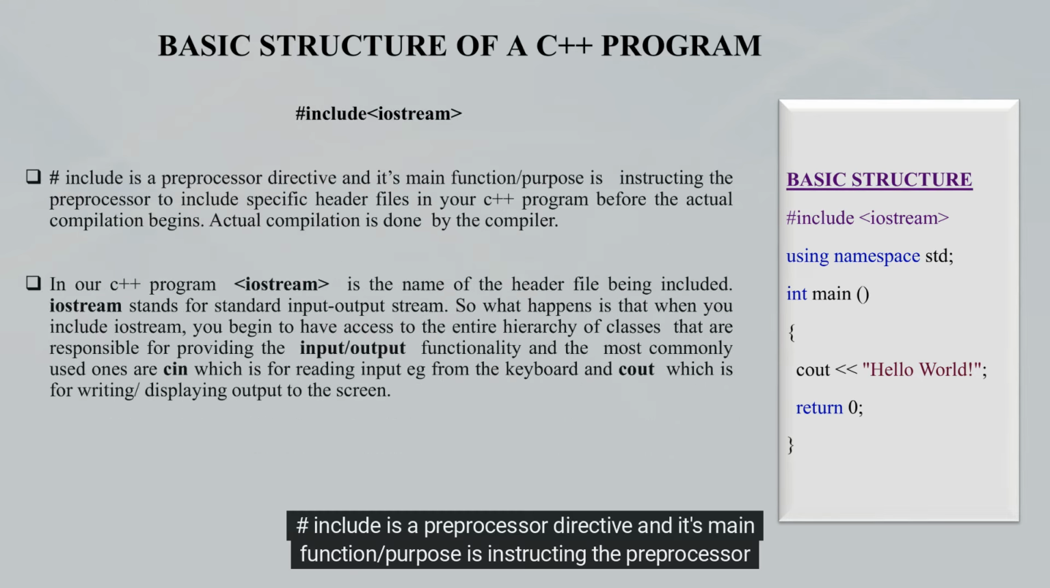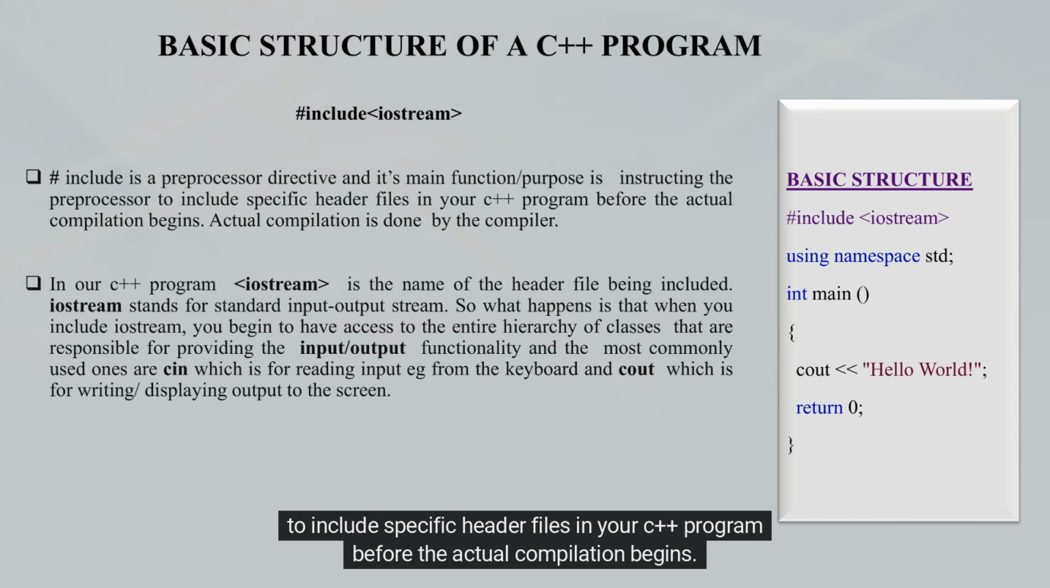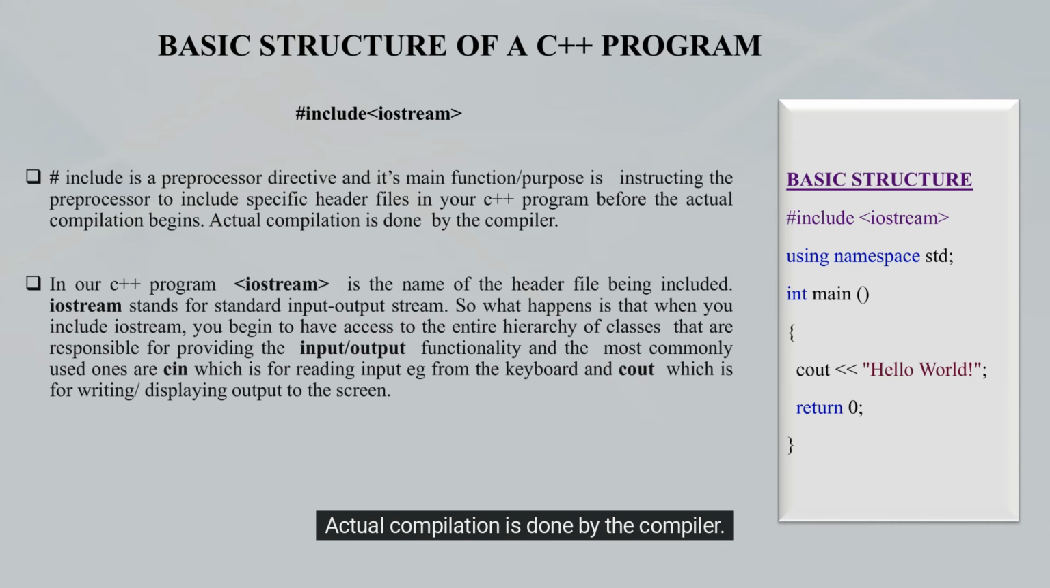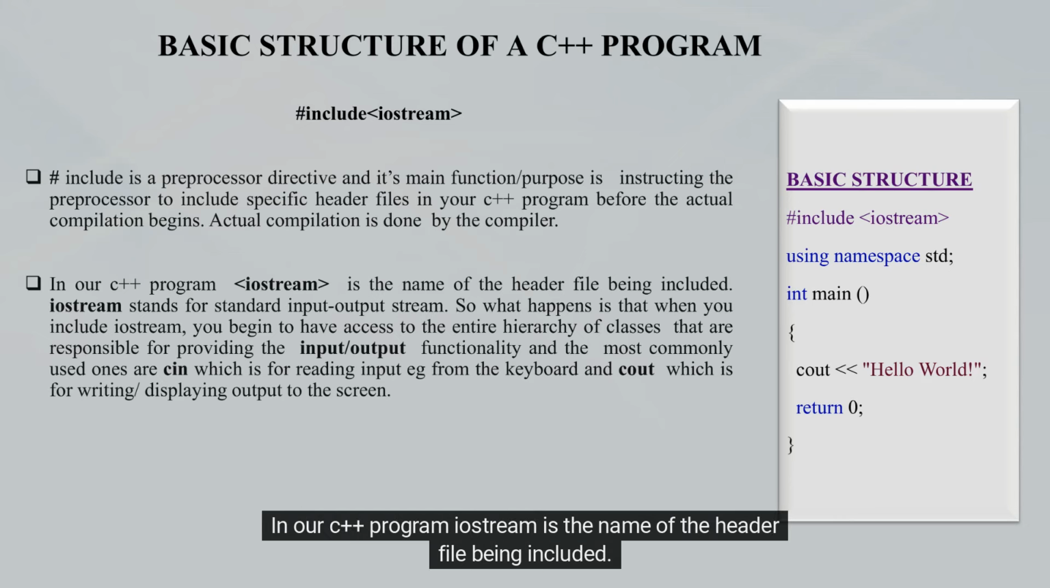#include is a preprocessor directive, and its main purpose is instructing the preprocessor to include specific header files in your C++ program before the actual compilation begins. Actual compilation is done by the compiler. In our C++ program, iostream is the name of the header file being included. iostream stands for standard input-output stream.